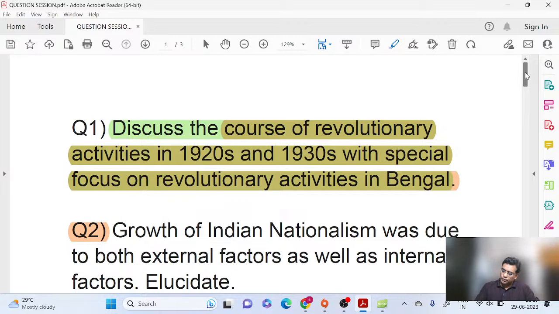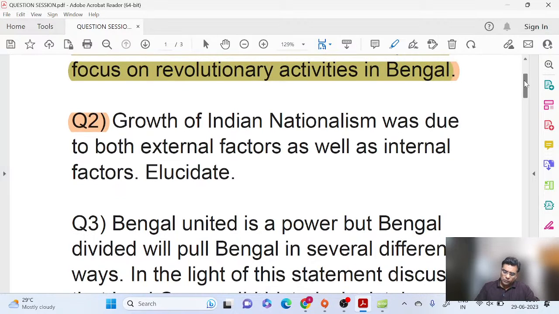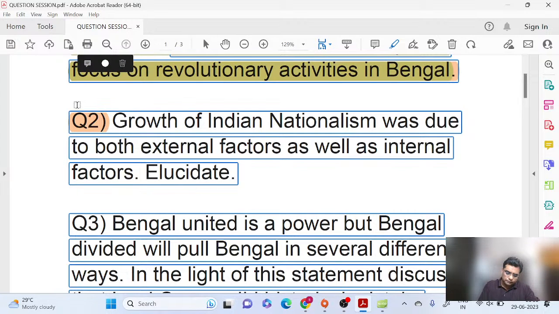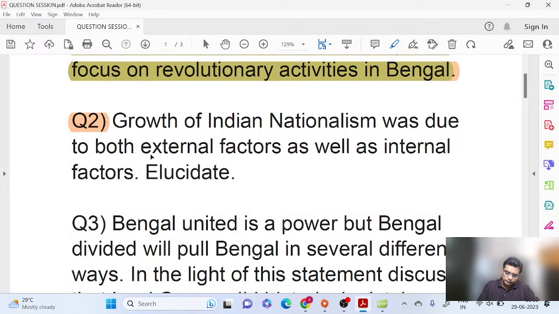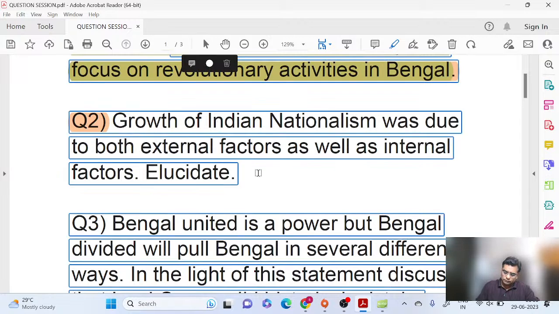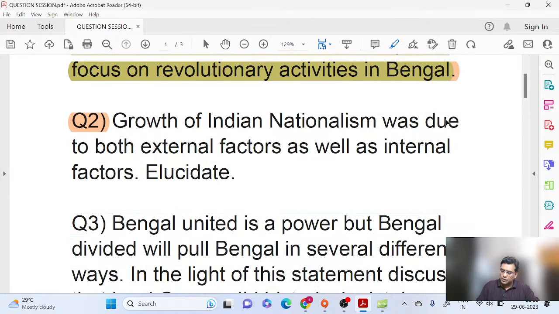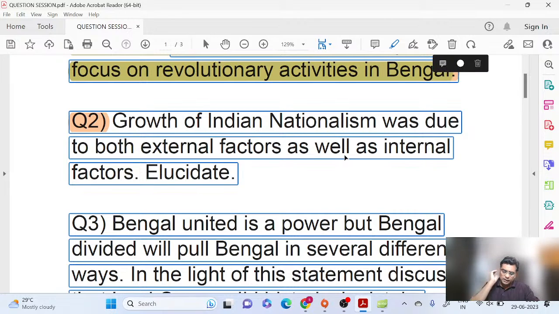Look at the second question. Growth of Indian nationalism was due to both external factors as well as internal factors.